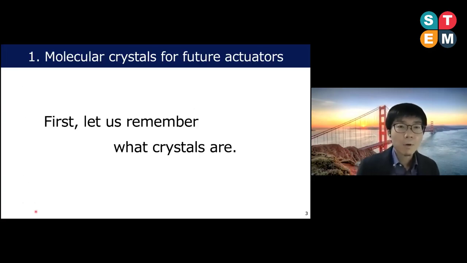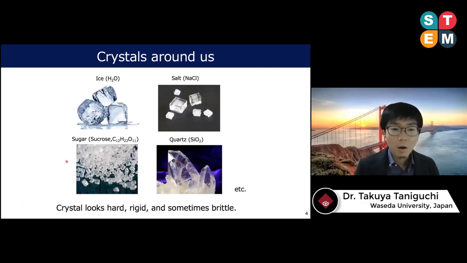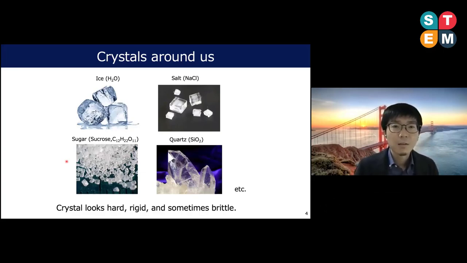Okay. First, let us remember what crystals are. So the crystal is a material or state in which molecules or atoms are aligned periodically and regularly. Crystals around us are shown here, for example, ice, solid sugar, quartz, and so on. There are many crystalline materials around us in daily life. And these crystals look hard and rigid and sometimes brittle.